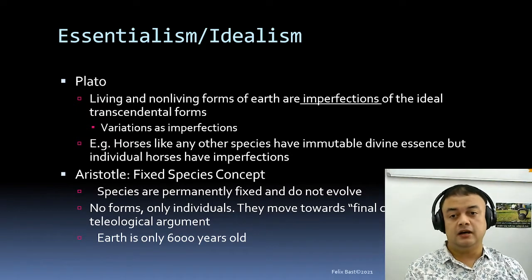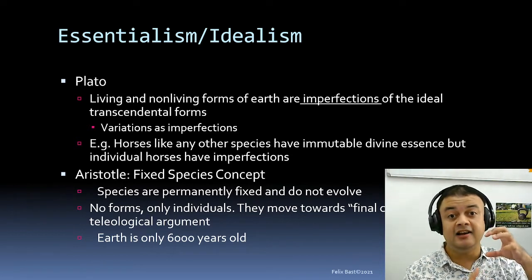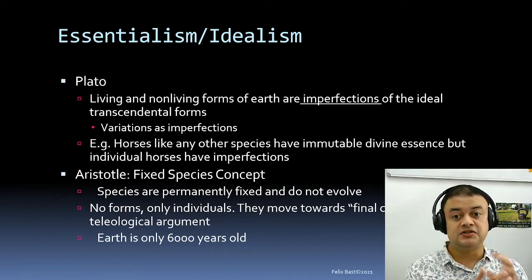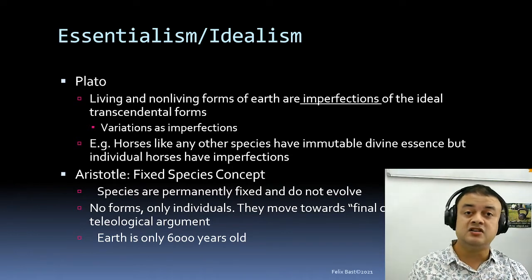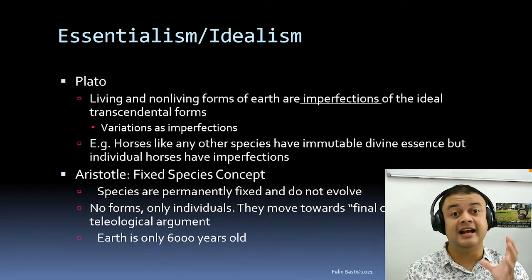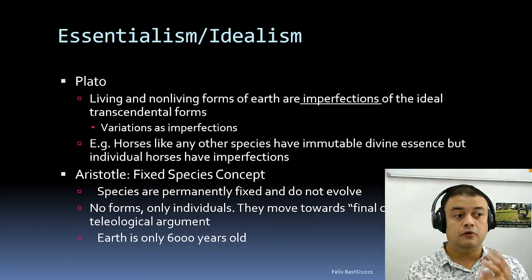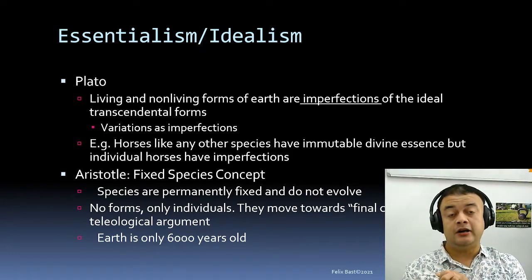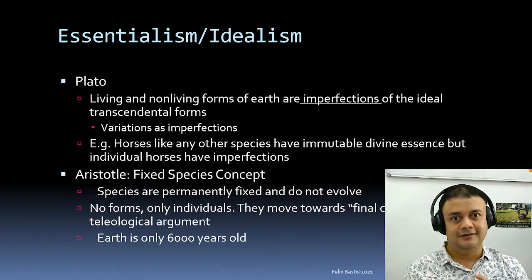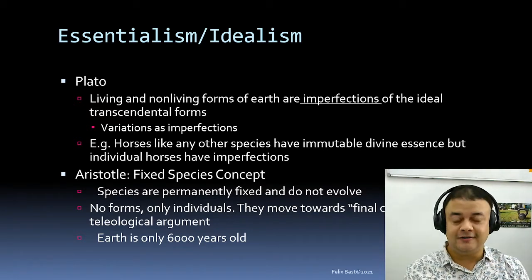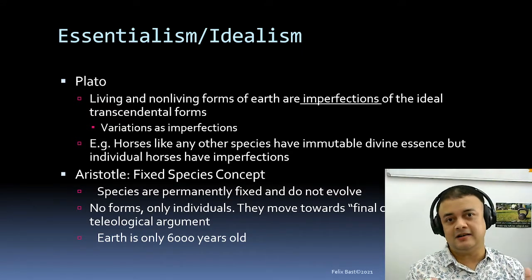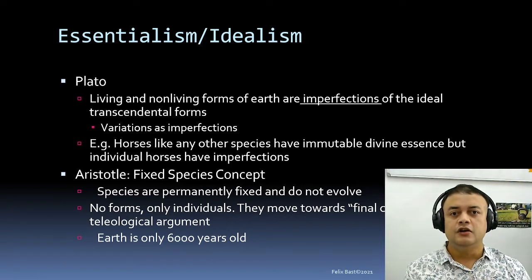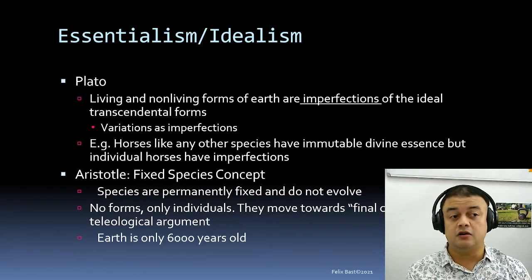According to Plato, living and non-living forms on Earth have imperfections from the ideal transcendental forms. These transcendental forms are what is designed by God. So whatever variations we have are all imperfections of the ideal life. For example, if you look at a cat, according to Plato, there is the ideal cat. When God created the cat, whatever cats you see are imperfections from the norm, left and right, some kind of imperfections you can see. So variations are imperfections, which is not good, you see.